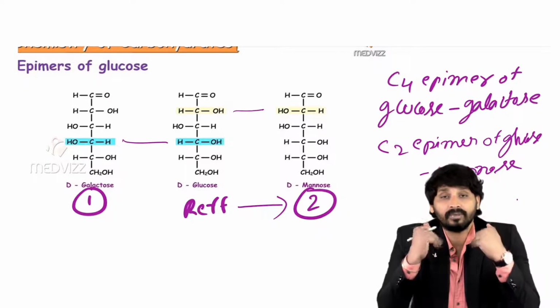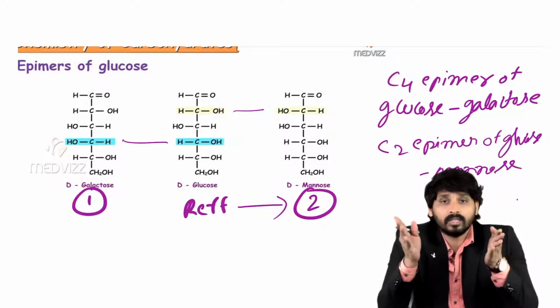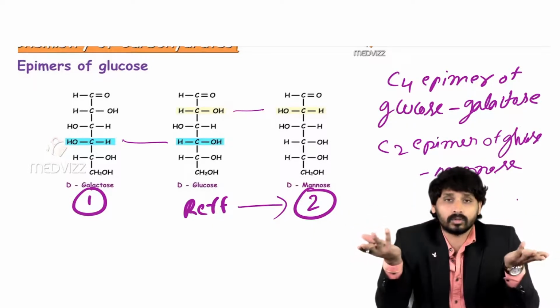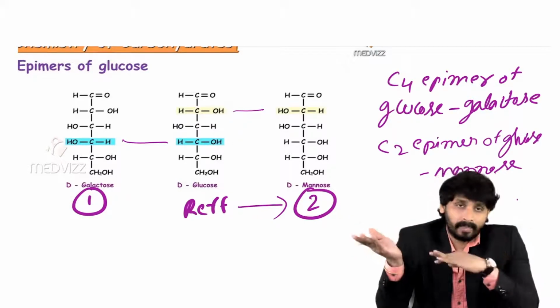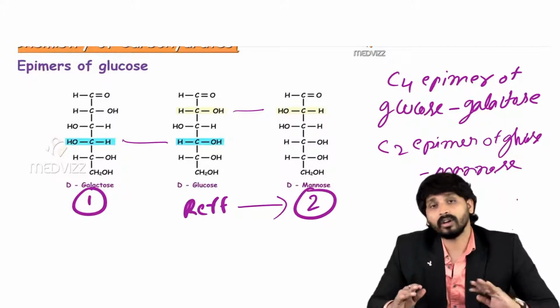That means in the solution, if I have a glucose molecule, I can synthesize galactose, I can synthesize mannose, or else if I have mannose or galactose in the solution, I can get glucose. Same thing with fructose also. But fructose and glucose are not epimers.